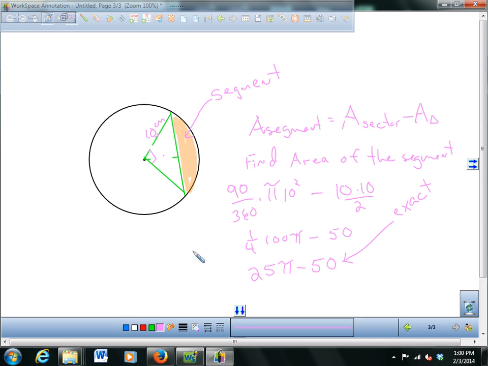And if they want you to round off to the nearest tenth, you round it, but you would write this exactly as 25 pi minus 50, and you can't combine the 25 pi with 50. If you put it in your calculator and came up with a rounded answer, it comes out to about 78 minus 50, like 28 or so. But this is an exact answer. Don't forget to put your units, centimeters squared. So that would be your exact answer. Easy enough?